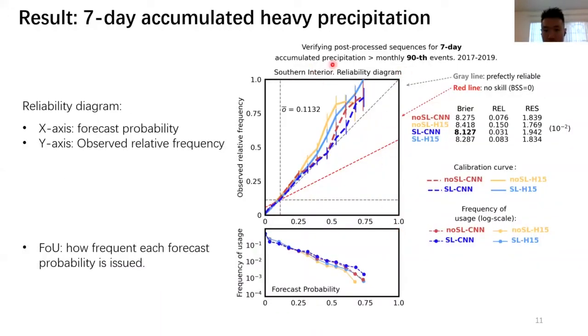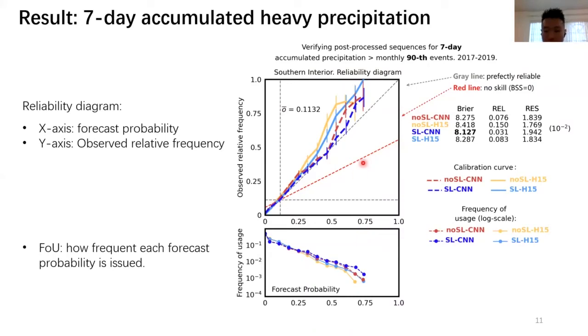Here results are visualized as reliability diagram. So its x-axis represent forecast probability, and y-axis represent observed relative frequency. Diagonal reference line in gray color is the perfect reliable line, and the red color line here means Brier score equals to 0, skill score equals to 0. And the bottom panel is the frequency of usage, so it visualizes how frequent each forecast probability is issued.